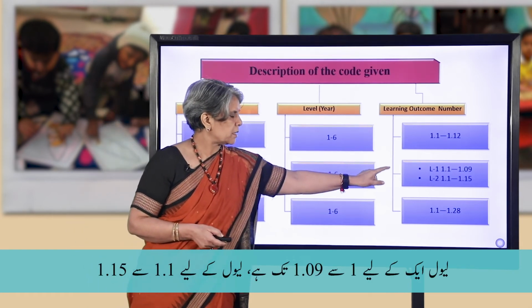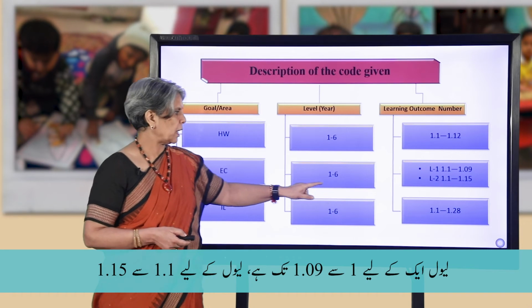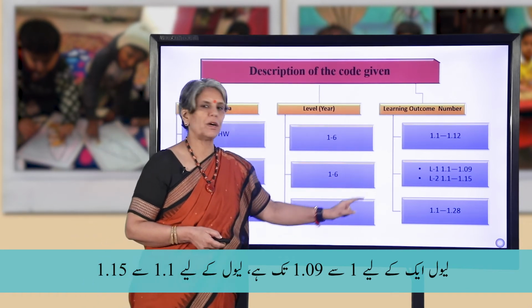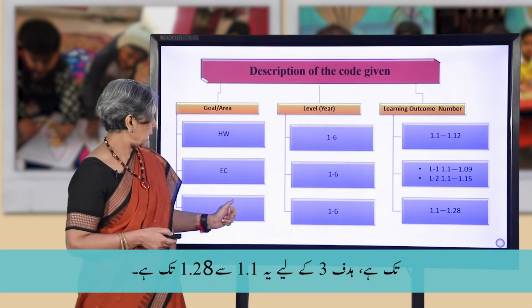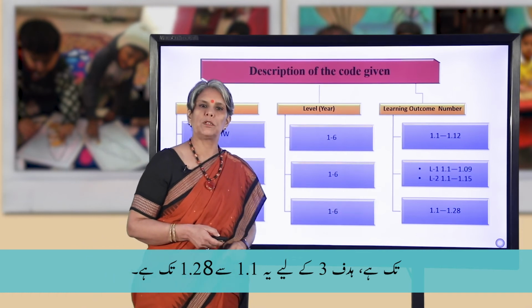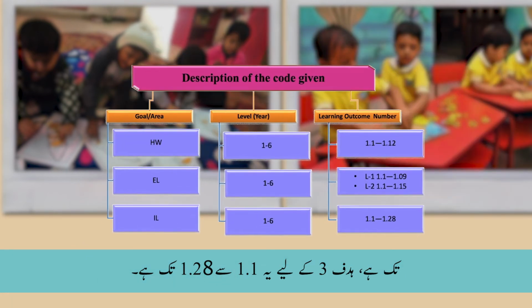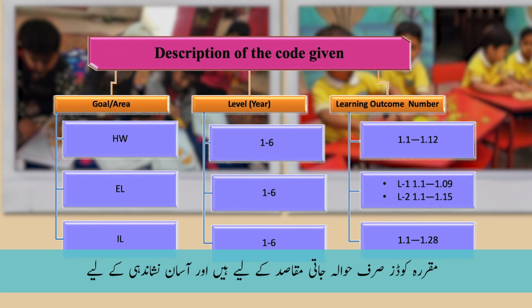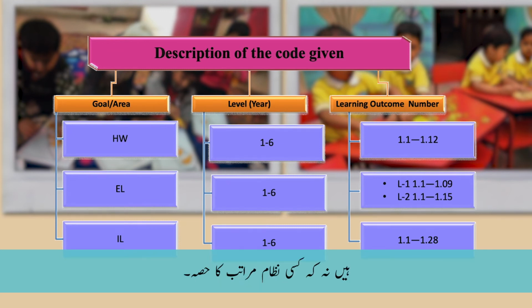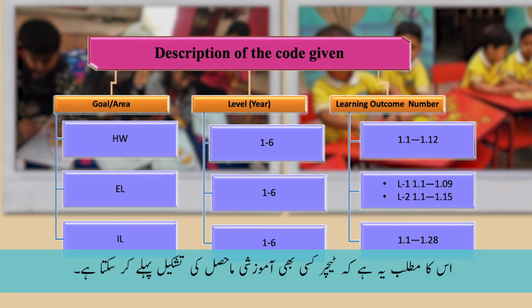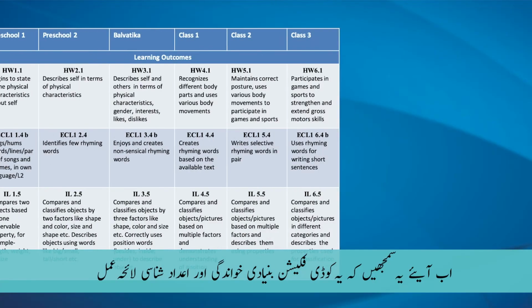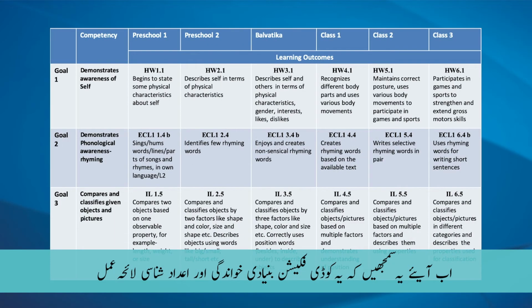For L1 it is 1 to 1.09, for L2 it is 1.1 to 1.15, and for goal 3 it is 1.1 to 1.28. The given codes are only for referencing purposes and for easy identification. They are not hierarchical. That means the teacher can have any of the learning outcomes designed first. Let us now understand how the codification looks in the FLN framework.